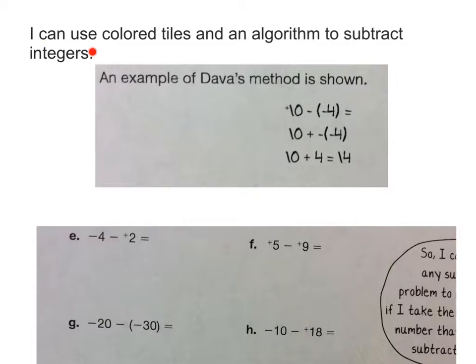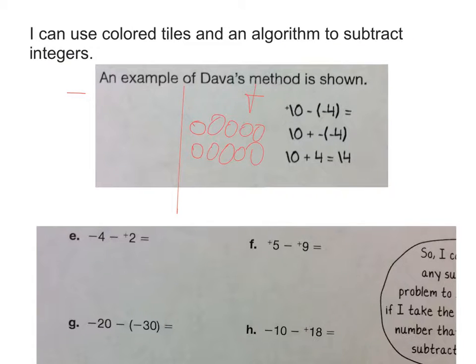I can use colored tiles in an algorithm to subtract integers. Here is an example of Dava's method to subtract integers. She worked on this problem: positive 10 minus negative 4 equals. What she did is she made it positive 10 plus the opposite of negative 4, which is 10 plus 4, which equals 14.